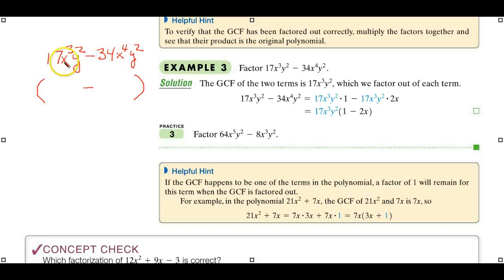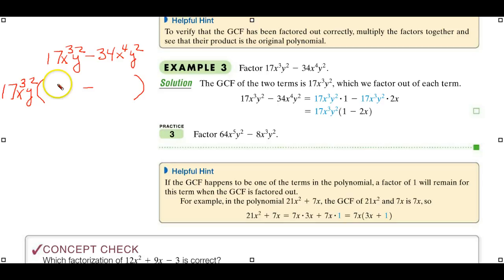But in this case, as you look at it, you could actually take out a 17. And then you can take x to the third, x to the fourth. So you can take x to the third out of each one, and y to the second out of each one. So in a sense, you've taken everything out of there.